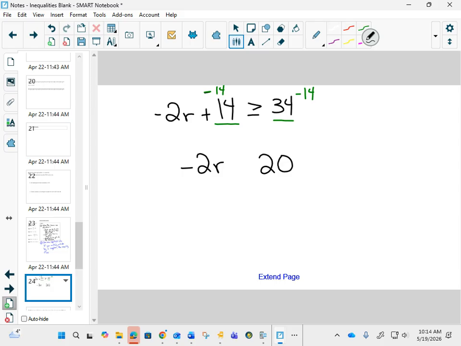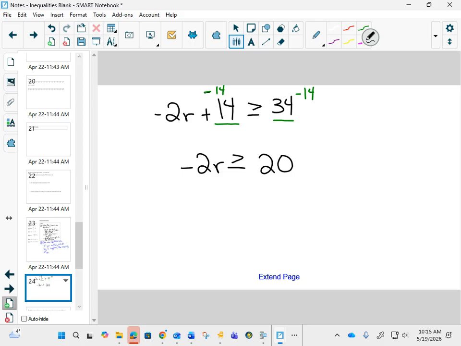Does the special rule come into play? Do I change the inequality here? What did I do to both sides? I didn't divide, I didn't multiply. I subtracted. Do I switch it if I subtract? No, the new rule says only if you multiply or divide by a negative does the sign flip. We subtracted, so this stays the same.